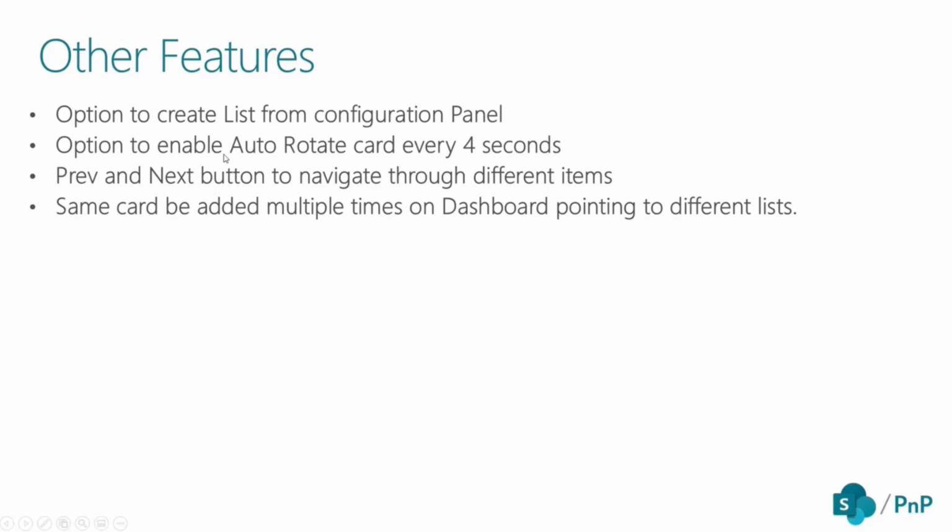There is an option to enable auto-rotate of the card every 4 seconds, which is configurable in the card properties itself. Then there are previous and next buttons to navigate between different items. We can also use the same card multiple times on the dashboard, pointing to different lists, because the list from where to get the data is configurable in the web part properties itself.